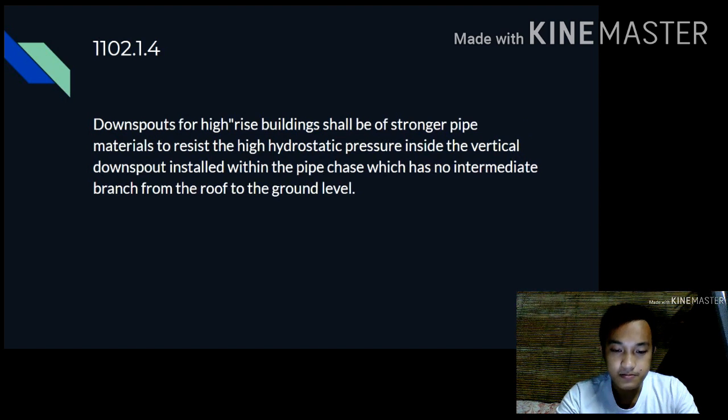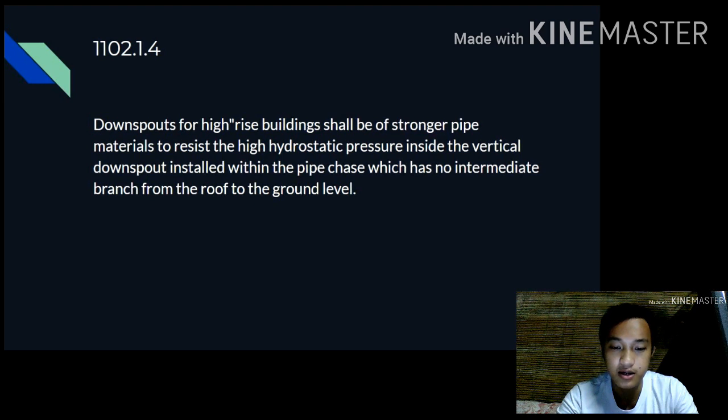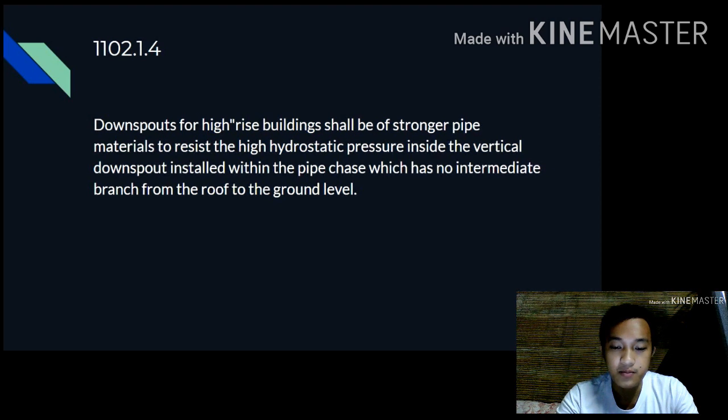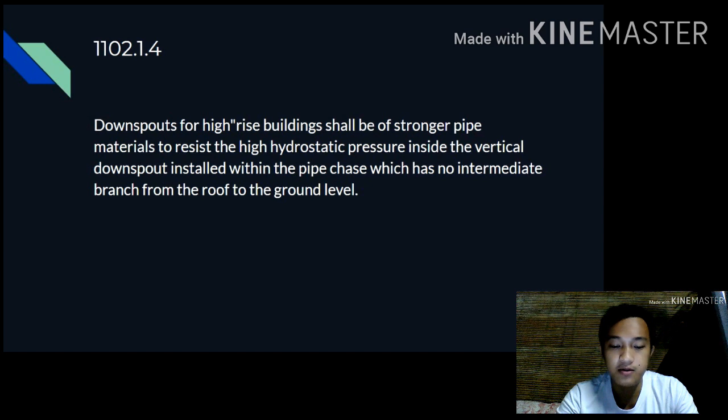Next, downspouts for high-rise buildings shall be of stronger pipe materials to resist the high hydrostatic pressure inside the vertical downspout installed within the pipe chase, which has no intermediate branch from the roof to the ground level.